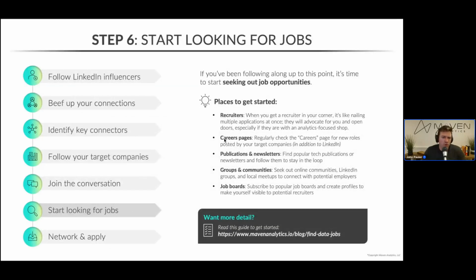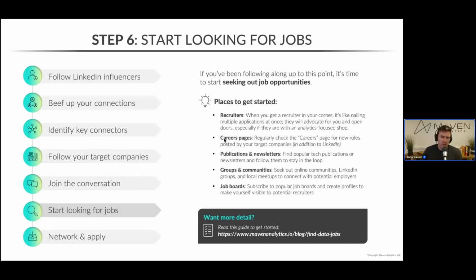Then you want to start looking for jobs. I won't go into too much depth here, but again, we've got a good blog post here at mavenanalytics.io/blog/find-data-jobs. It's pretty good. It walks you through why it's important to have recruiters on your side. And usually recruiters are not paid by the job searcher. They're paid by the company. So they're free for you to work with.